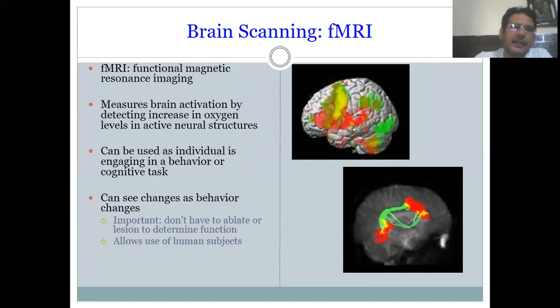So these are very powerful techniques which are used for the investigation of the brain. And then another one is the MRI, magnetic resonance imaging. And another very powerful technique that is being used nowadays is the functional MRI, which is used a lot in educational neurosciences. fMRI, functional magnetic resonance imaging, is another technique. If we have to study some specific function of the brain, we use this technique. It measures brain activation by detecting increases in oxygen level in active neural structures, and can be used while an individual is engaging in behavior or cognitive tasks.